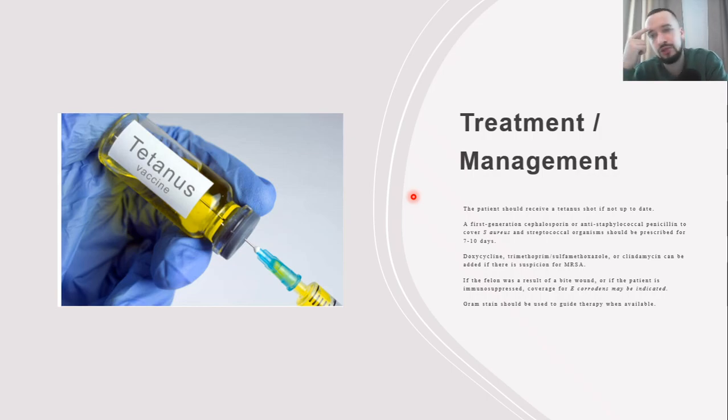What is important? The patients should receive a tetanus shot if not up to date. A first-generation cephalosporin or anti-staphylococcal penicillin to cover Staphylococcus aureus and streptococcal organisms should be prescribed for 7-10 days. Doxycycline, trimethoprim-sulfamethoxazole, or clindamycin can be added if there is suspicion for MRSA. If the felon was a result of a bite wound, or if the patient is immunosuppressed, coverage for Eikenella corrodens may be indicated. Gram stain should be used to guide therapy when available.